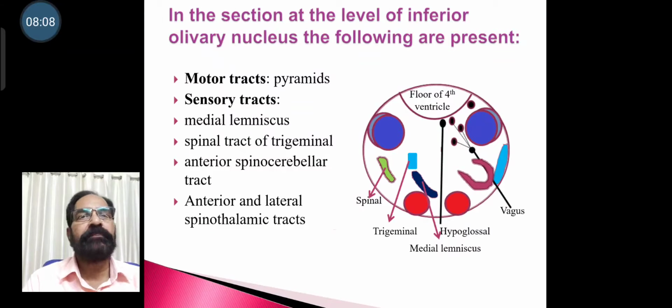Coming to tracts, tracts are still pyramids. Then in the sensory tracts we have spinal lemniscus. Then spinal tract of trigeminal. Then we have anterior spinocerebellar. Posterior spinocerebellar is not there because it left or entered into the inferior cerebellar peduncle. And we also see that anterior and lateral spinothalamic tracts still continue.